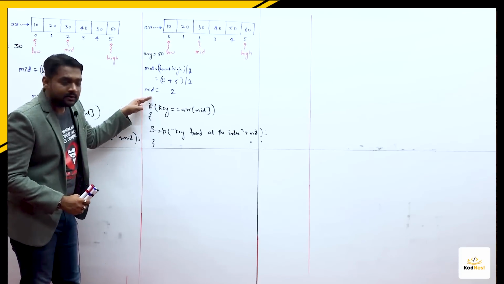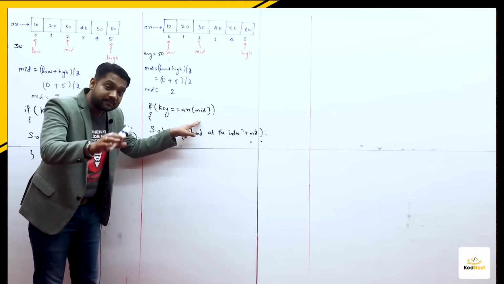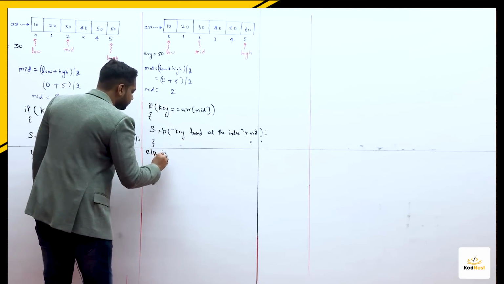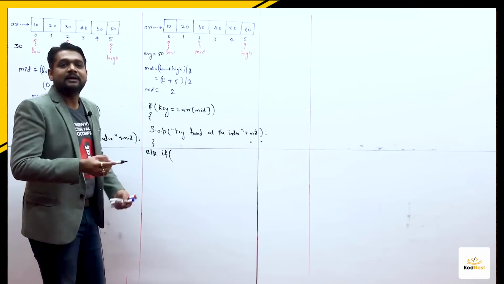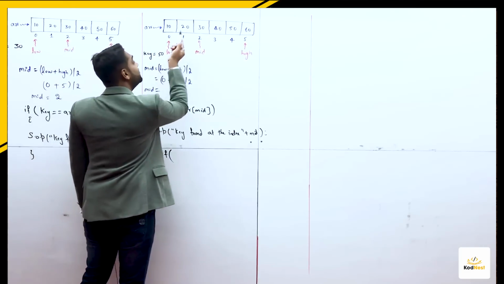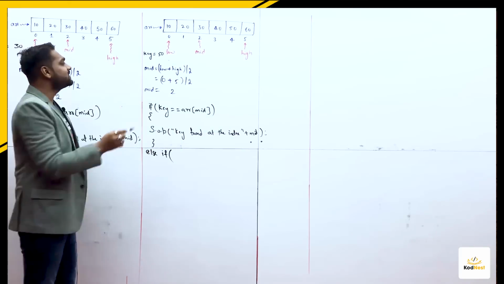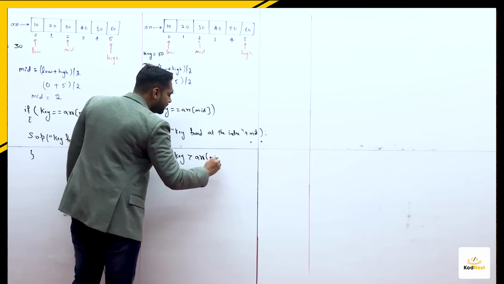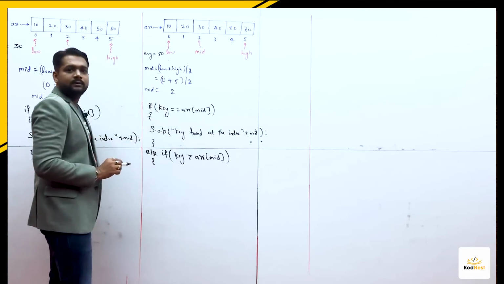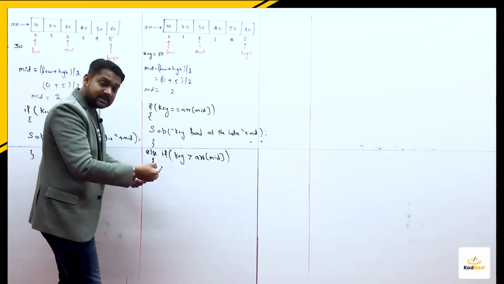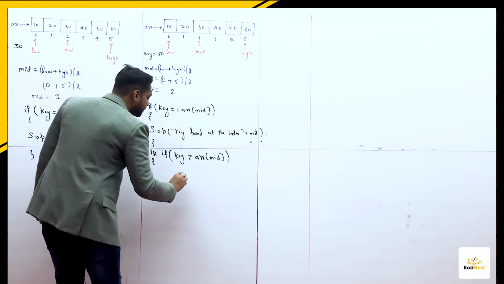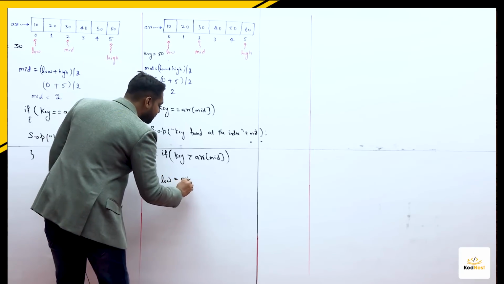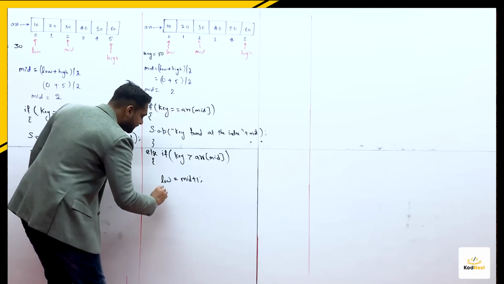Once you calculate mid, check if key matches with array of mid. If it is matching, tell key found. Else, if it is not matching, at least check whether key is greater than array of mid. If it is greater, say supposing key is greater than array of mid, then take low and make it point to mid plus 1. Let high be there only.